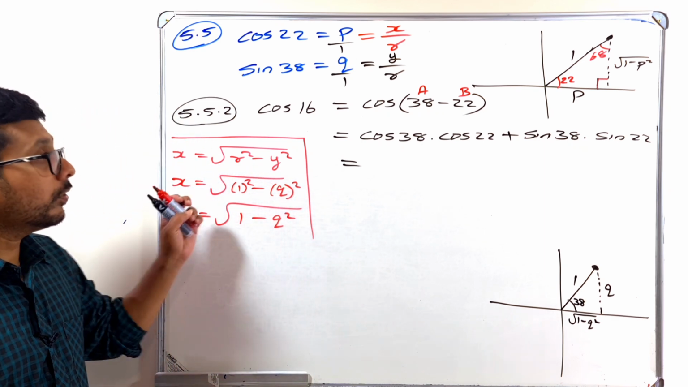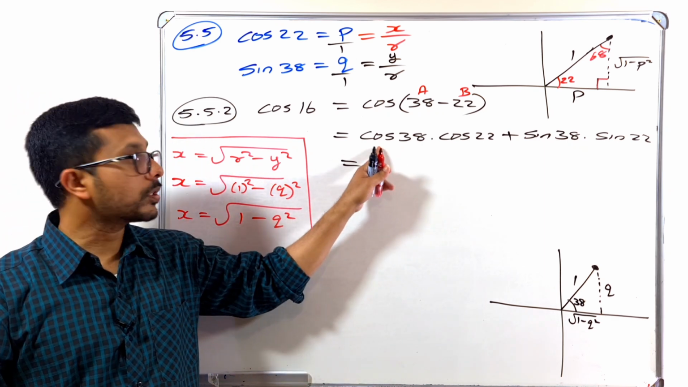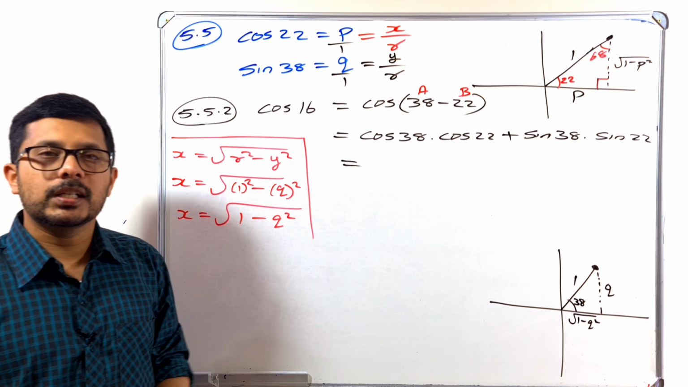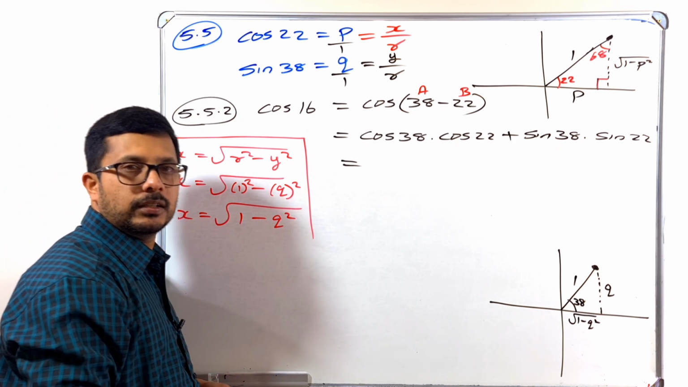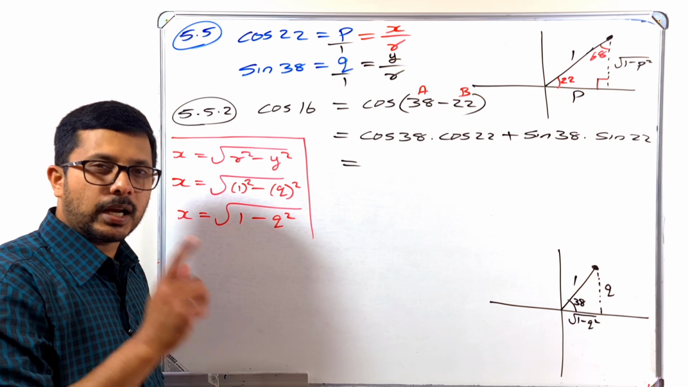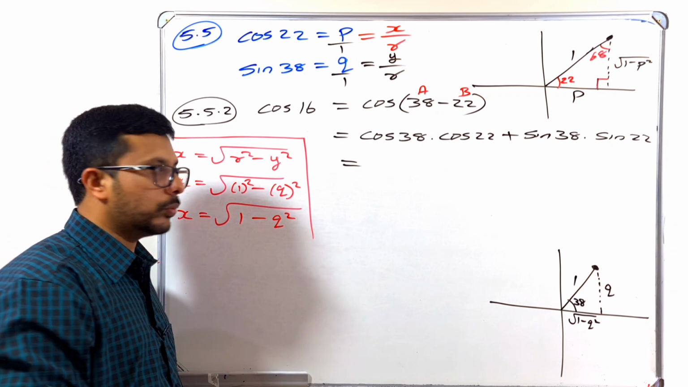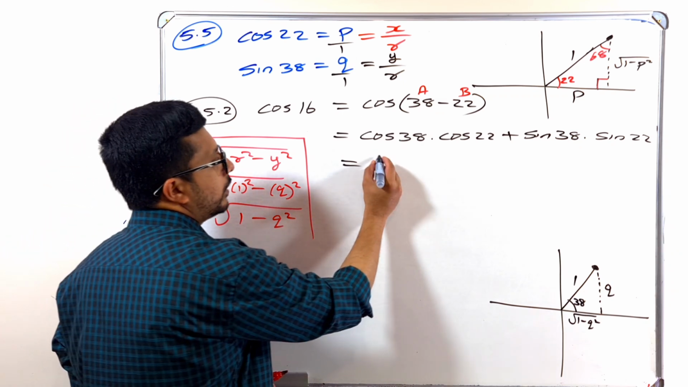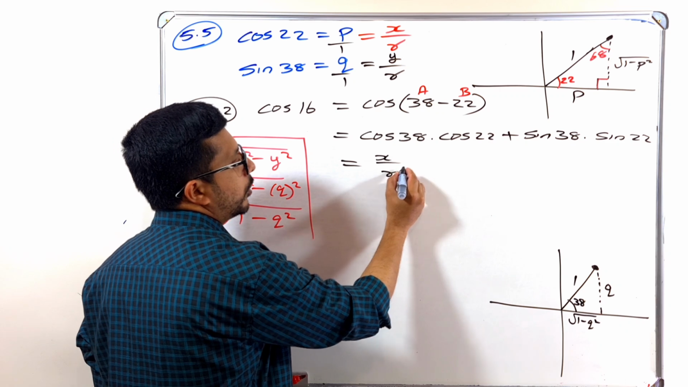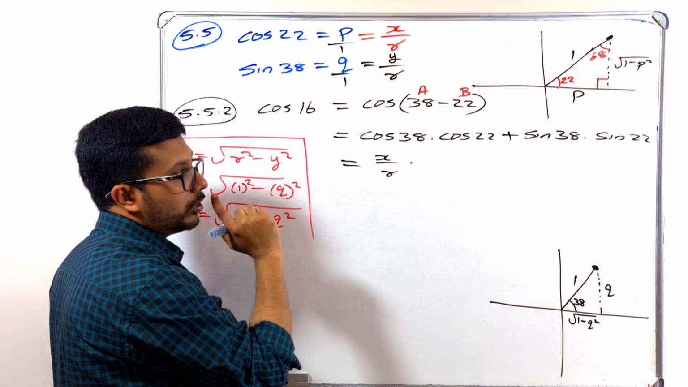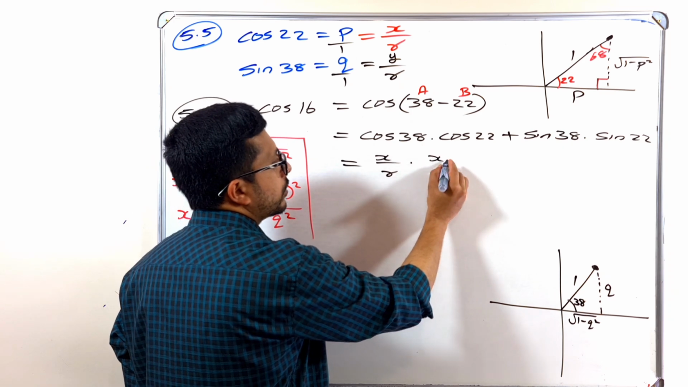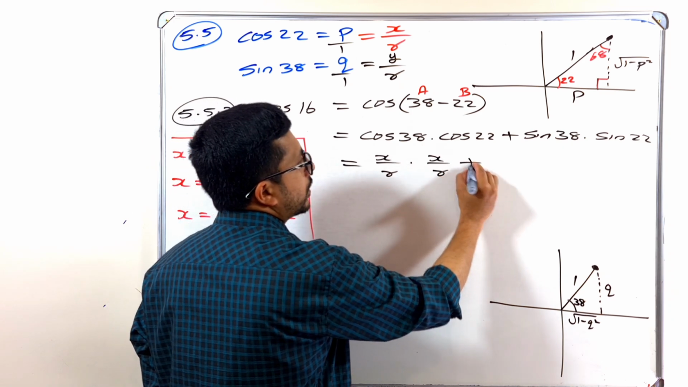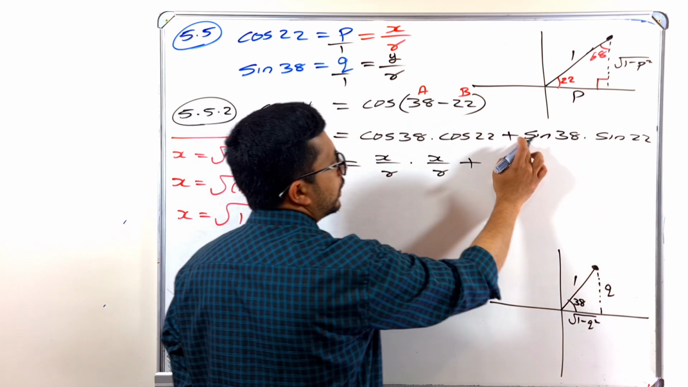Okay, now come back to this one. Cos 38. What is cos in terms of x, y and r? Cos is adjacent by hypotenuse. Adjacent side, let's write x, divided by hypotenuse r. Okay, cos 22. Cos is adjacent by hypotenuse, x over r, plus sin 38.